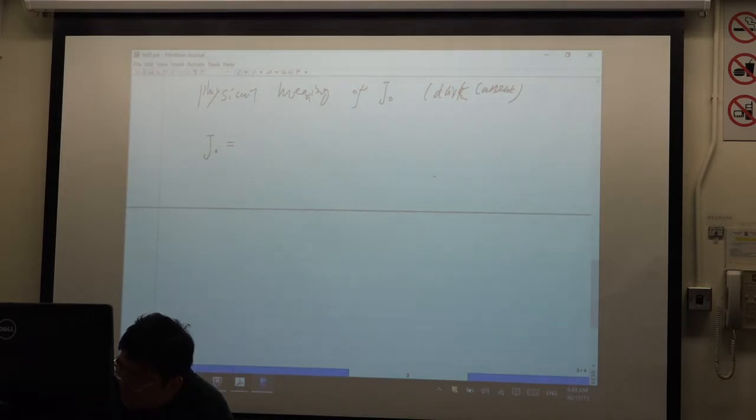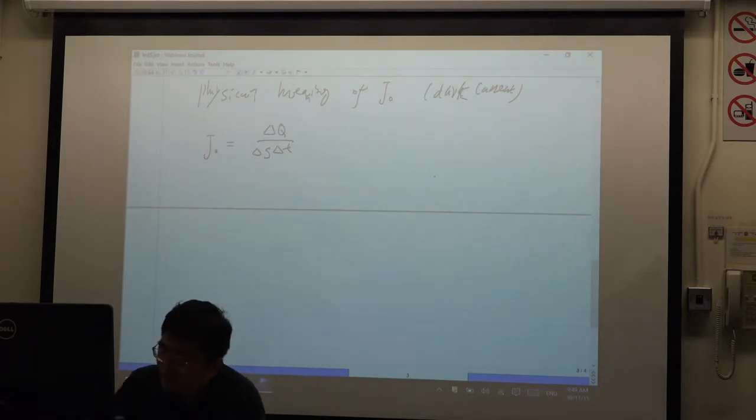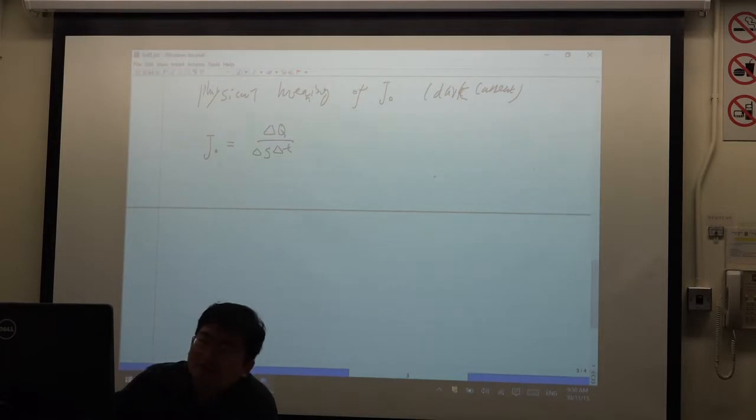Maybe I use J0. It's just delta Q over delta T delta S, right? The change of charge with time is current, and dividing by S gives current density. If you learn physics, you should derive this by yourself. It's a very basic equation.